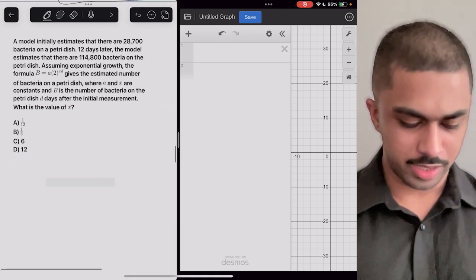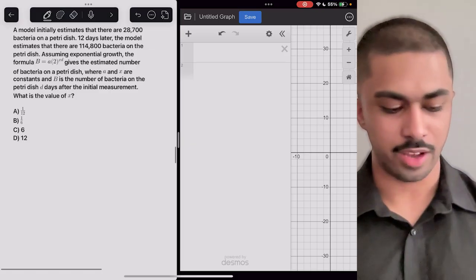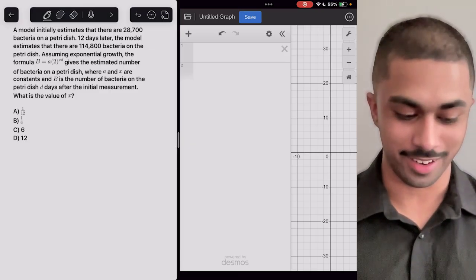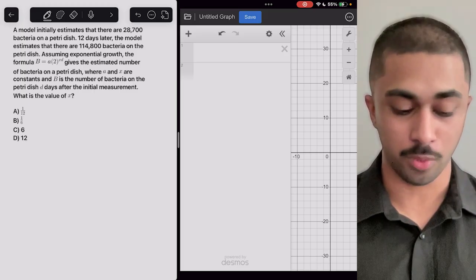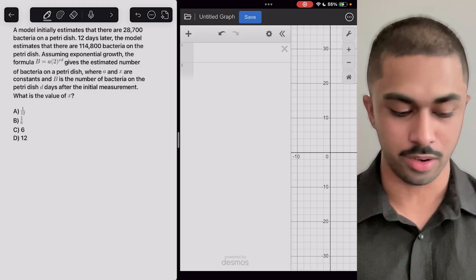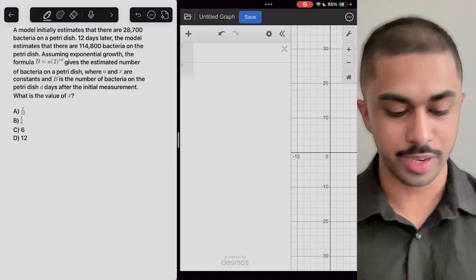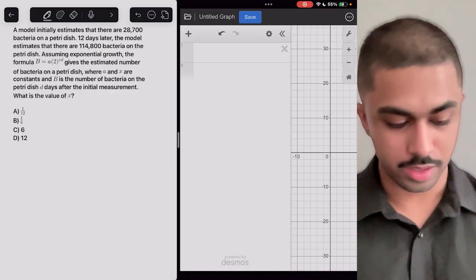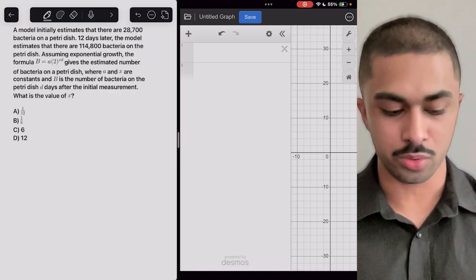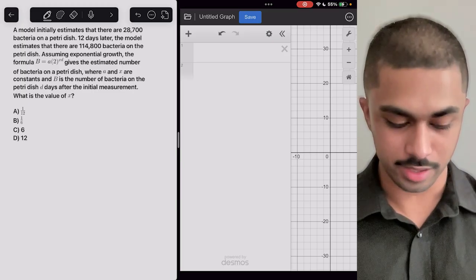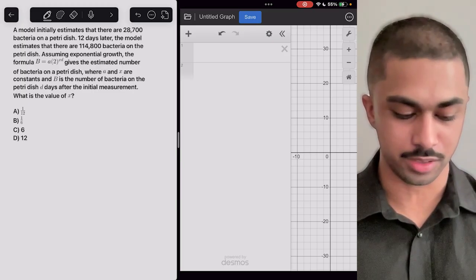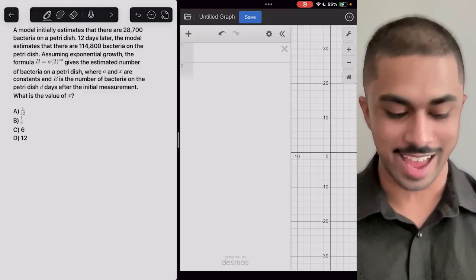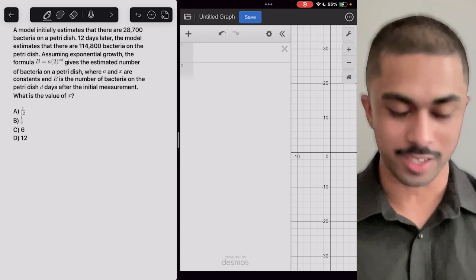A model initially estimates that there are 28,700 bacteria on a petri dish. 12 days later, the model estimates that there are 114,800 bacteria on the petri dish. Assuming exponential growth, the formula B equals A times 2 to the power XD gives the estimated number of bacteria on a petri dish where A and X are constants and B is the number of bacteria on the petri dish D days after the initial measurement. What is the value of X?